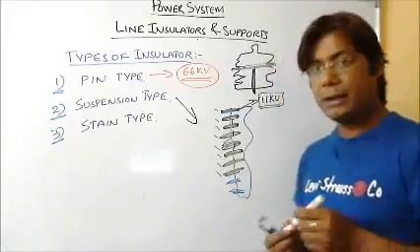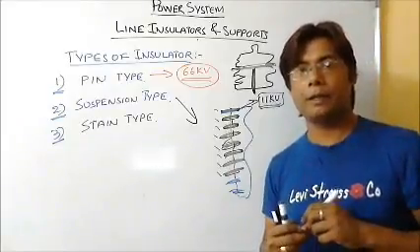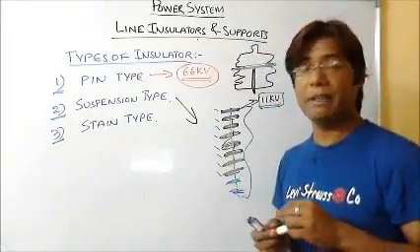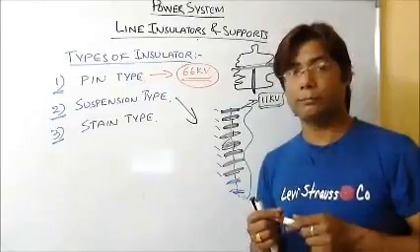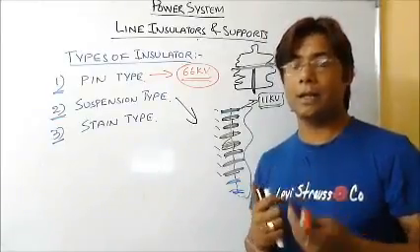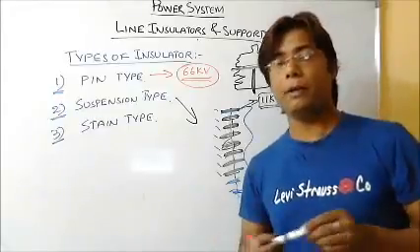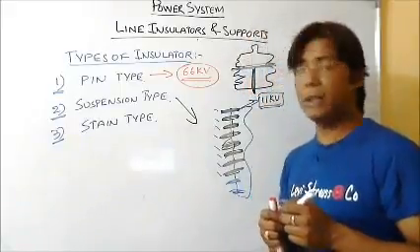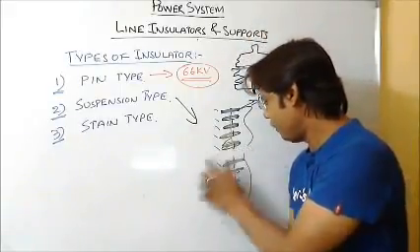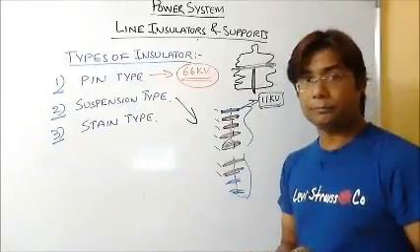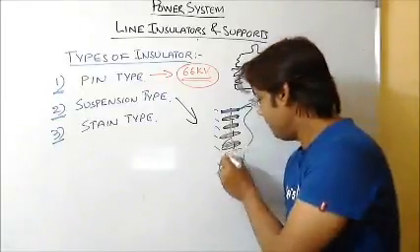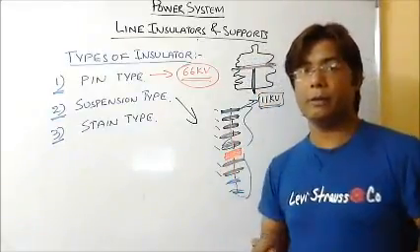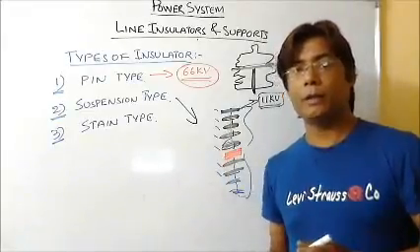There is flexibility in the number of discs in a string. According to the voltage, the number of discs is increased or decreased. One more property of this suspension type of insulator is that if any of the discs goes faulty, it can be replaced by another disc of the same value, 11 kilovolt, and the string is again ready to serve the purpose.